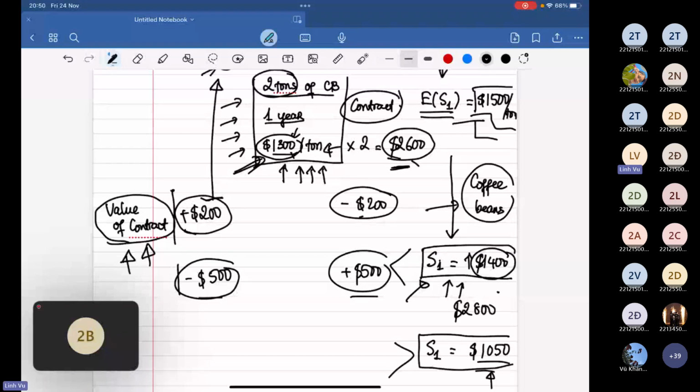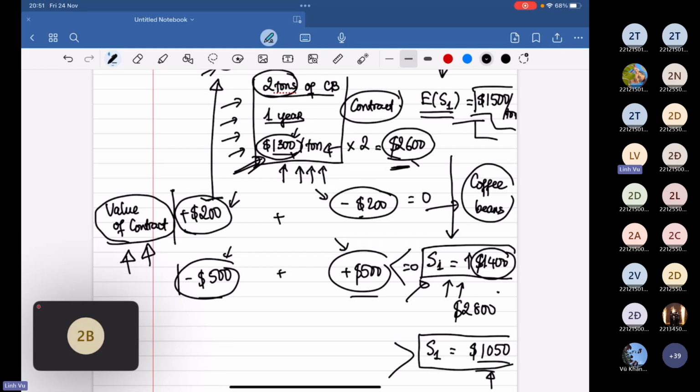Okay, and if you look at this example, you can see the total value of the contract to both parties. So in the first example, if the spot price is $1,400, party A will generate a gain of $200 and party B will generate a loss of minus $200. And if we sum this up, it will be equal to 0. And this is the same for the second case. If the spot price of the coffee bean is $1,050, party A will have a loss of minus $500 and party B will have a gain of $500. And if you sum them up, it's also equal to 0.